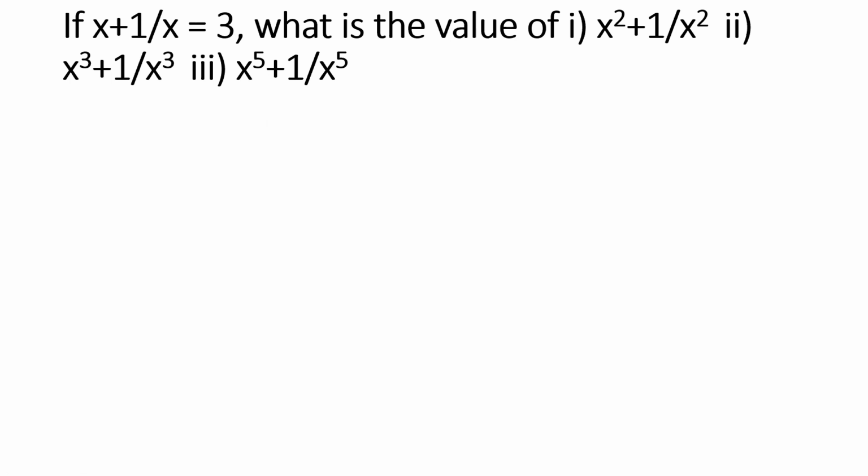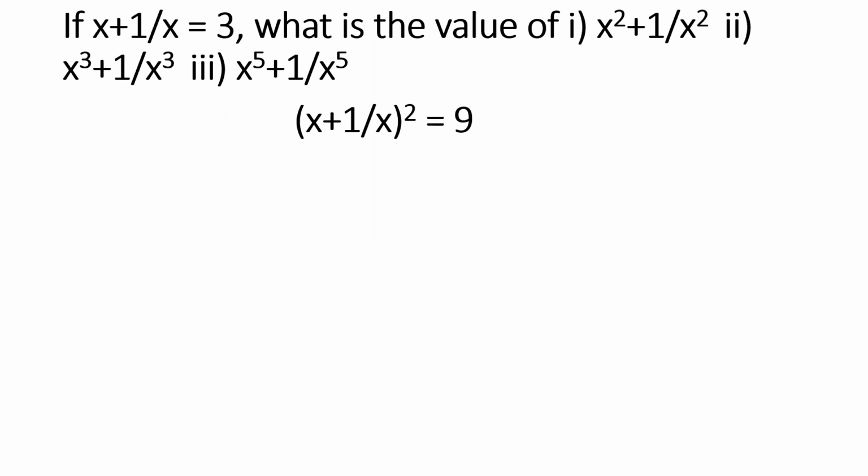So let's start with the first problem, which is finding the value of x squared plus 1 by x squared, given x plus 1 by x is equal to 3. If we square both sides, we start from x plus 1 by x is equal to 3 and we take the square of both sides. On the right hand side, we have 3 squared, that's 9. And on the left hand side, we have x plus 1 by x whole square.